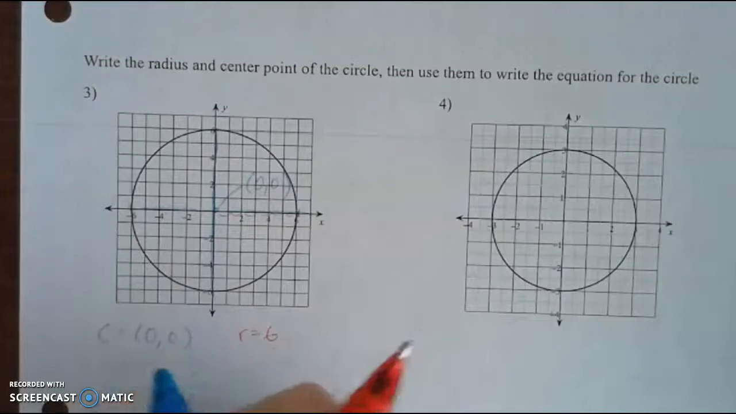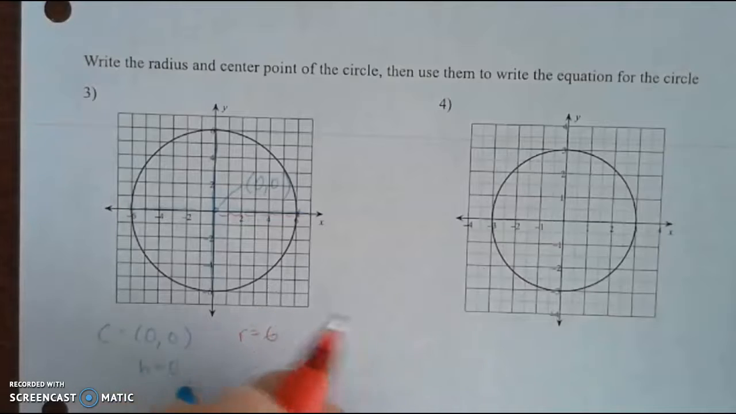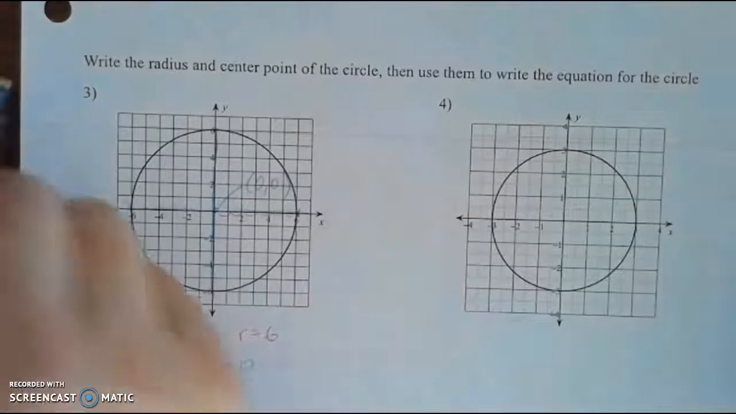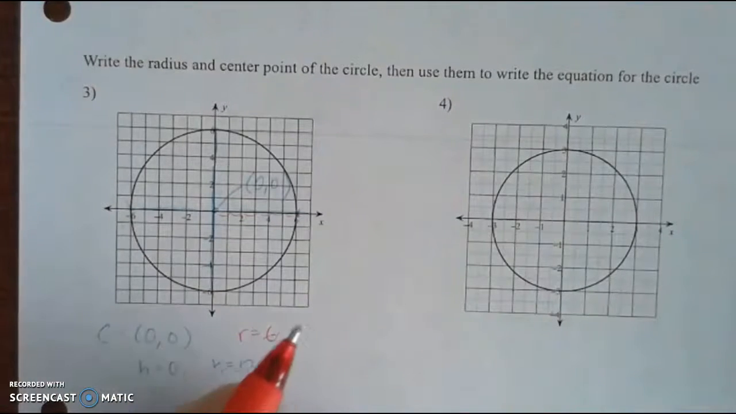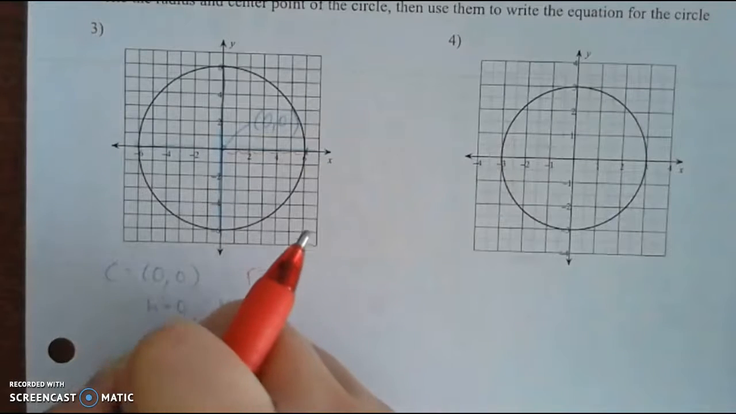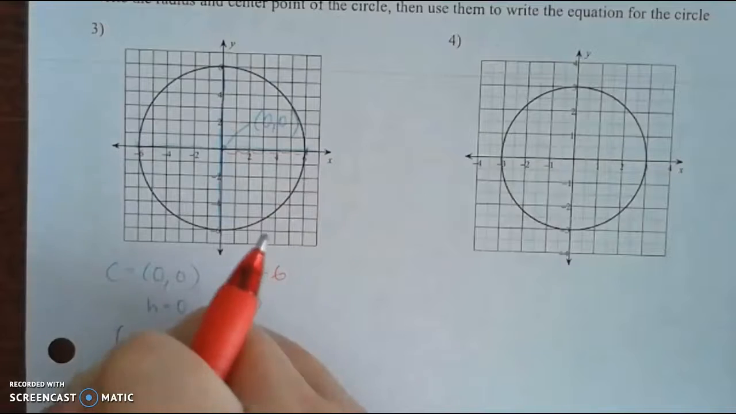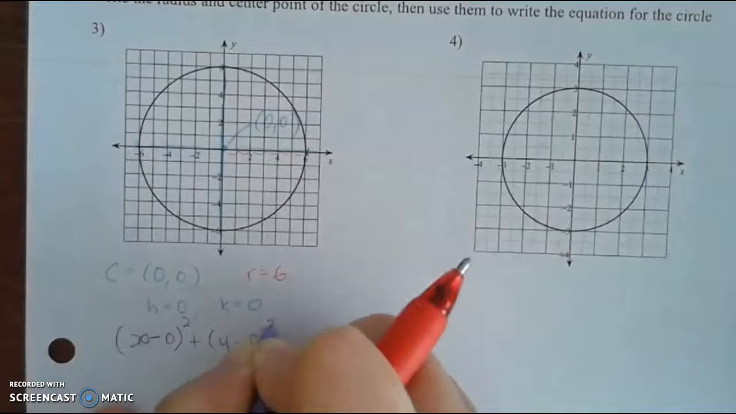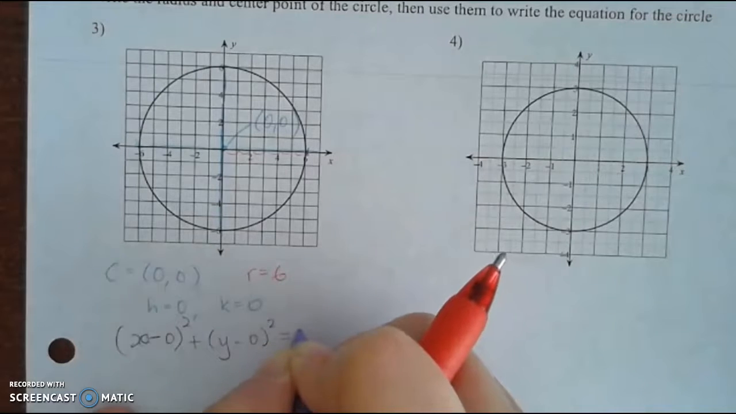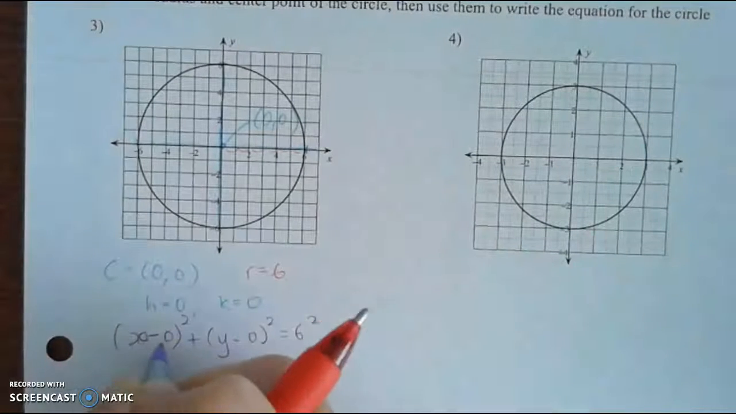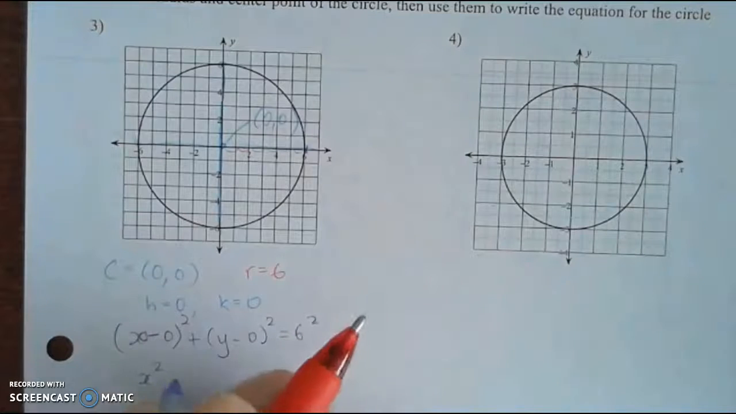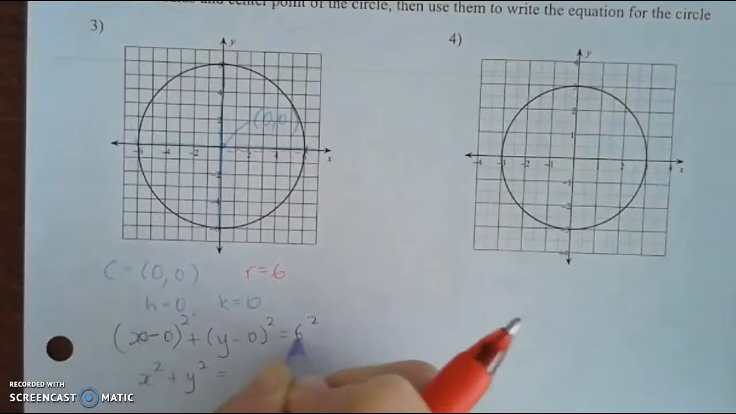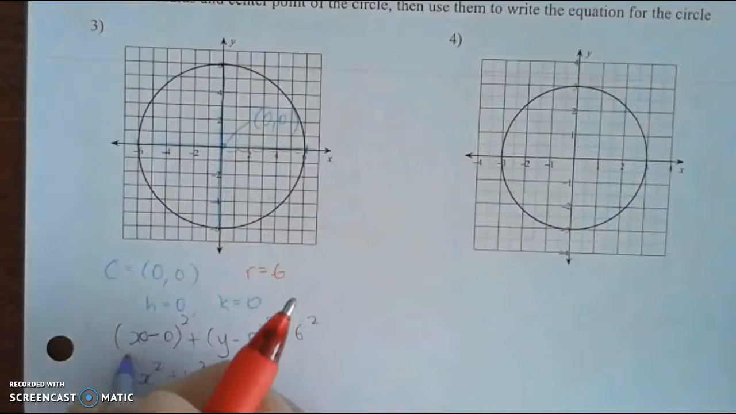(0, 0). That means h is 0 and k is 0 into the equation. It's x minus h, which is 0, all squared, plus y minus k, which is 0, squared, is equal to radius squared. That's 6 squared. x minus 0 is the same as x, so I can write x squared. y minus 0 is the same as y, so it's y squared is equal to 6 squared, which is 36. So that is my equation.